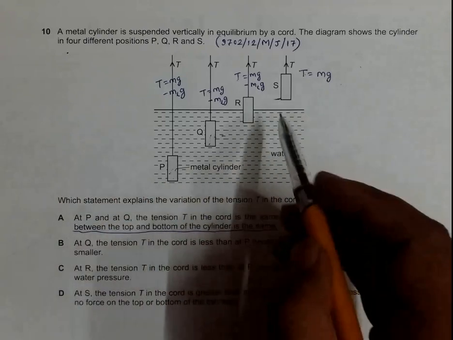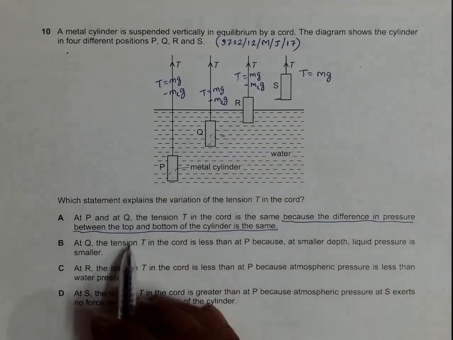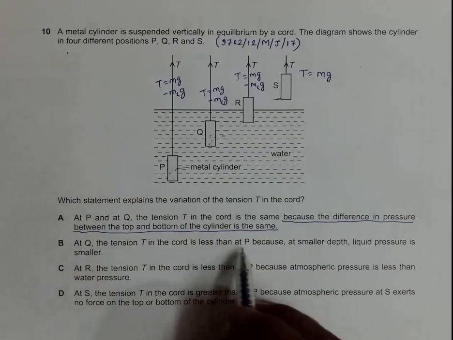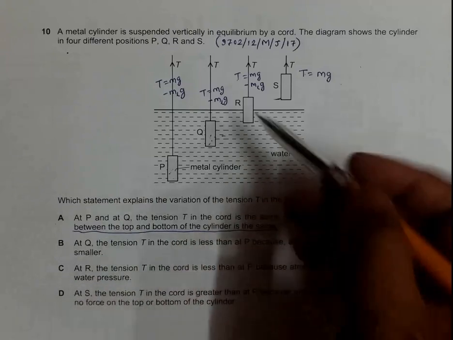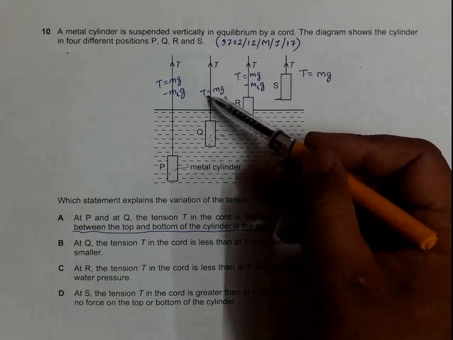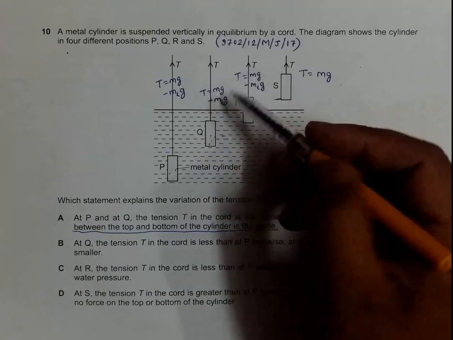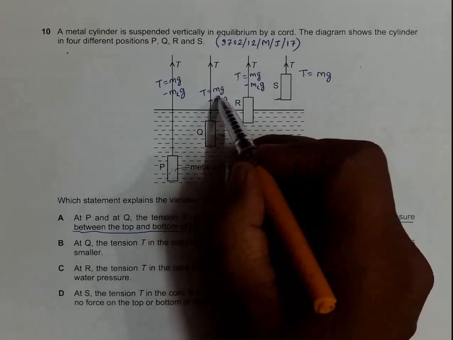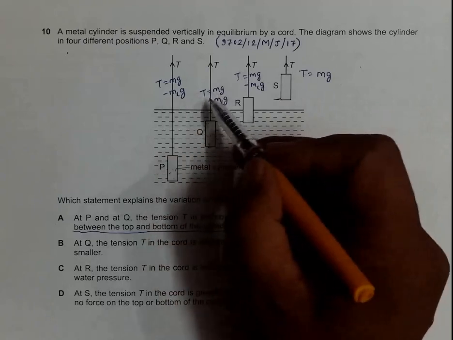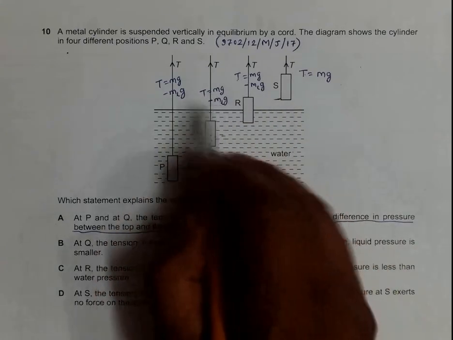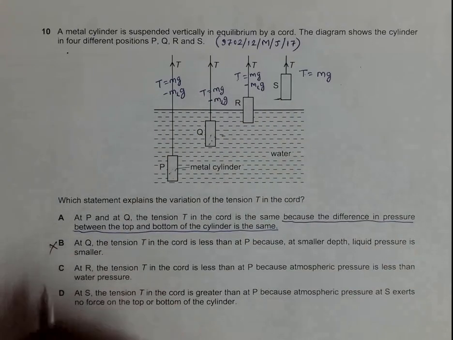So at Q, the tension T in the cord is less than at P, because at smaller depth liquid pressure is smaller. So it says that the tension T here is less. Tension T is not less here because, as I have stated, the tensions here are the same because of the same ml. So this statement is wrong.